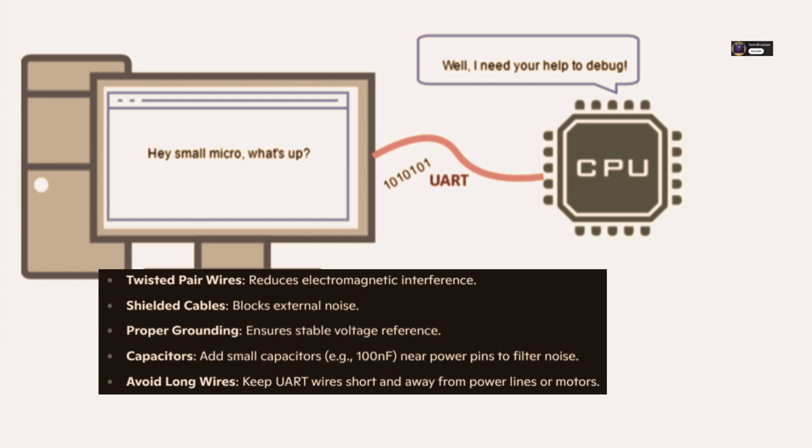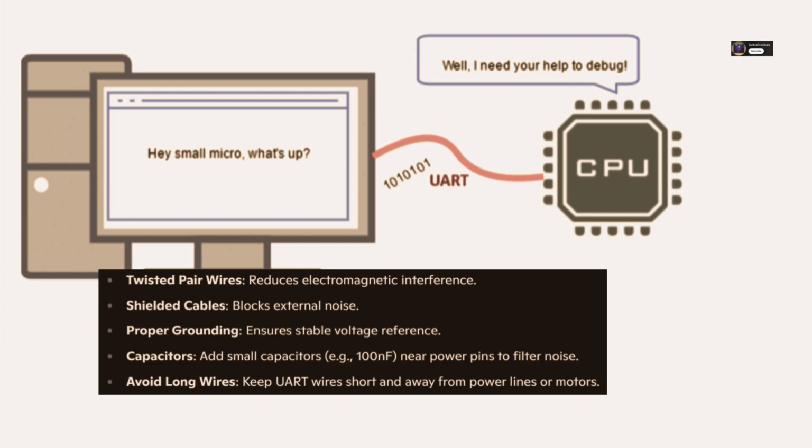3. Ensure proper grounding. A solid, low-impedance ground connection between the devices is crucial. Ground loops or poor grounding can cause all sorts of weird issues. 4. Keep wires short. The shorter the wires, the less chance they have to act as antennas picking up noise. 5. Route away from noise sources. Keep UART wires physically separate from high-power lines, switching power supplies, motors, relays, etc.